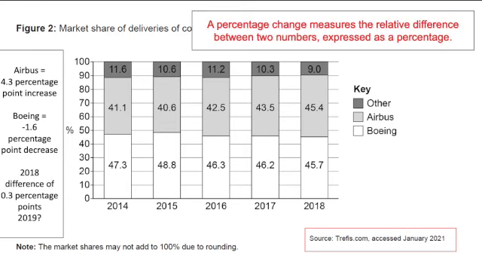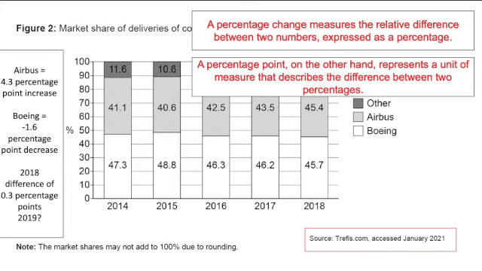Now, remember, a percentage change measures the relative difference between two numbers expressed as a percentage. So in other words, that calculation of new minus original divided by original times by 100, that's your percentage change. Or a percentage point just represents a unit of measure that describes the difference between two percentages. Now, if you're trying to save time, I would do percentage points, but you just need to make sure that you put percentage points and you don't put a percentage sign.